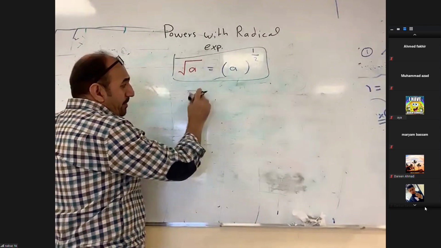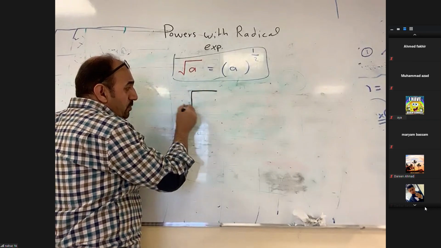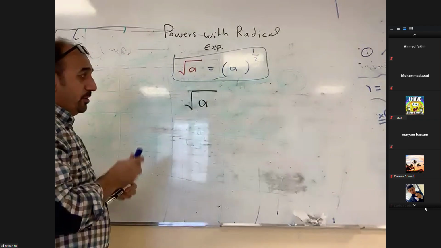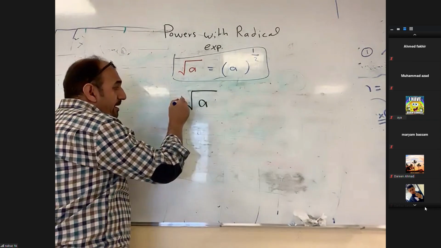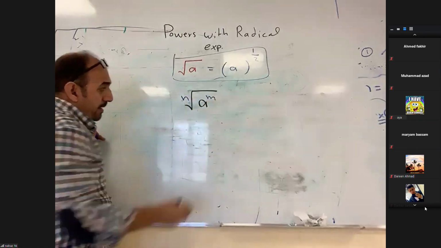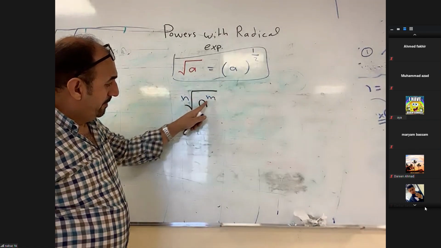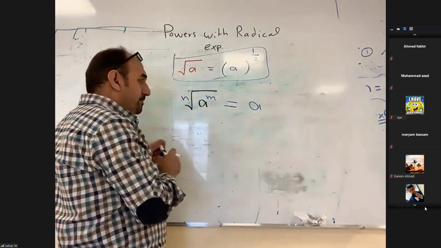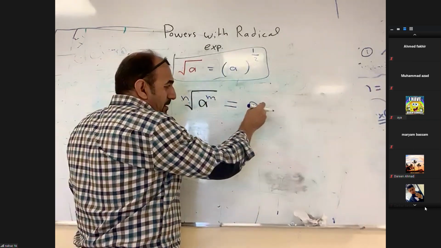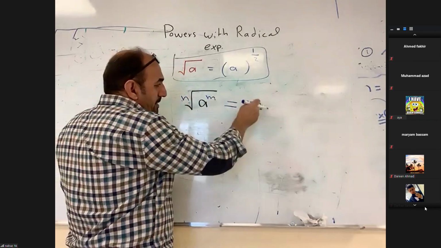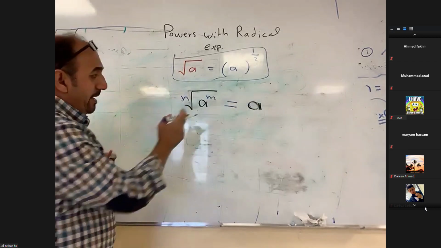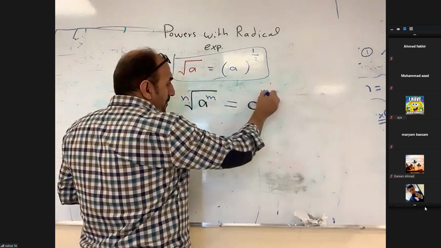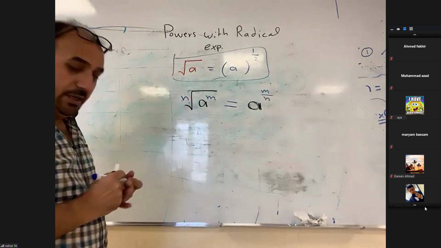The most important thing is the nth root of a to the power m. This is very, very important. This is n and this is m. So the nth root of a to the power m is equal to a to the power m over n.